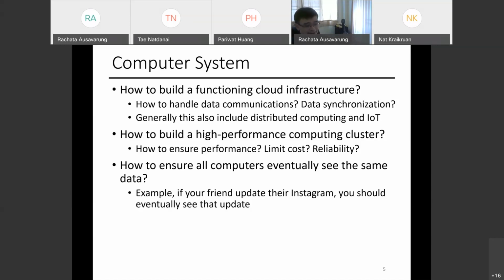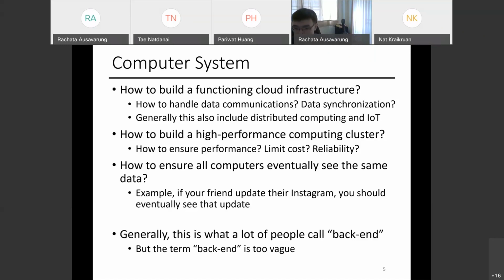But if you know computer systems, everything starts from knowing how to write C code, knowing how cache works, how virtual memory works, how data is represented. It evolves from there to the point that you can build something impactful and meaningful. Generally, this is the area where a lot of people would call it back end, quote unquote. The word back end is something I absolutely hate because it's too vague. I can't tell you what you mean by back end.